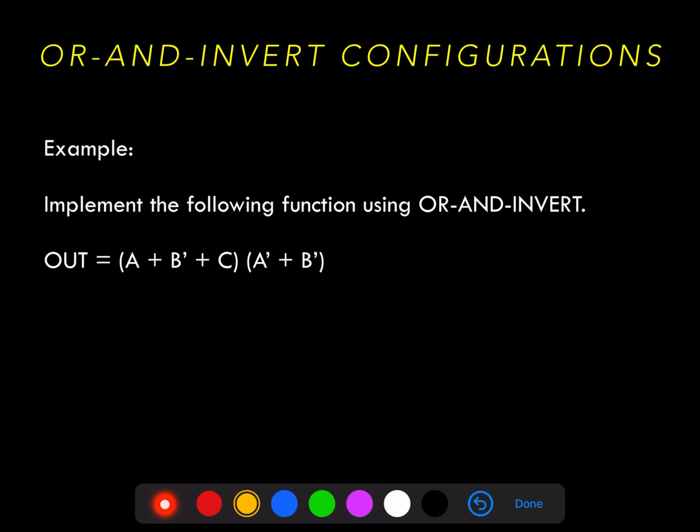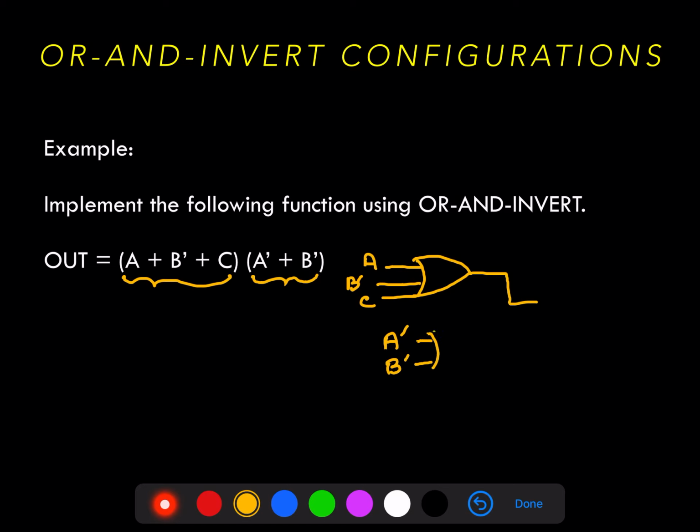Looking at another example of OR-AND-INVERT, here we have two OR gates, the first one of which will have 3 inputs, and the second one of which will have just 2 inputs. The first OR gate has inputs A, B0, and C, all ORed together in the first stage, and A0 and B0 will also be ORed together in this first stage. Then they'll go through an AND gate.